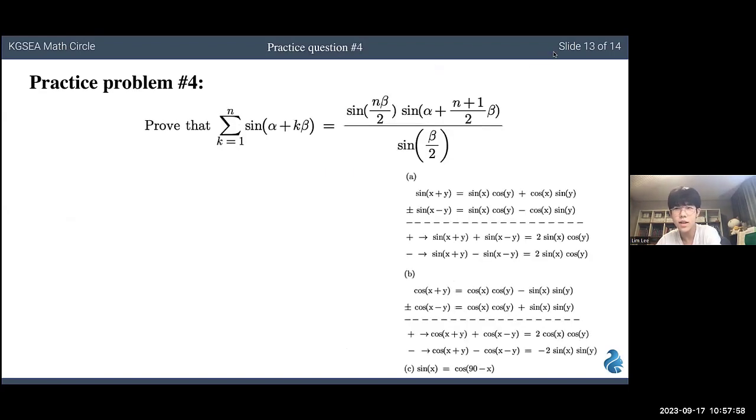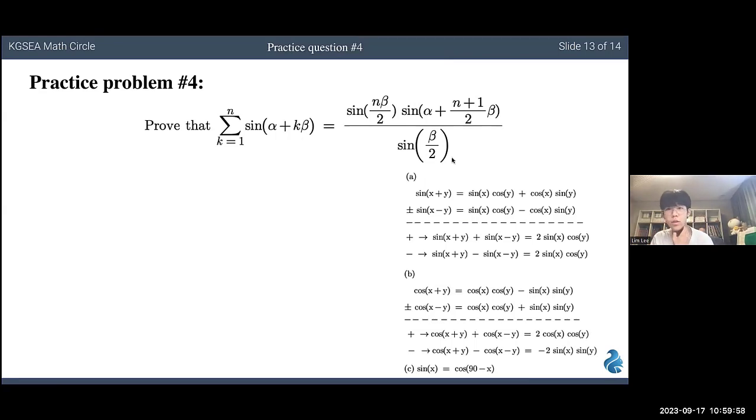Now, this is the last and final problem of the day. If you don't know what sigma notation is, just think of it as a compilation of additions. So if k is equal to 1 to n sigma, then that means that sine of alpha plus k beta from 1 to n is all just added. This is to say sine alpha plus beta plus sine alpha plus 2 beta, etc., all the way to sine alpha plus n beta is added. I'll give you a few more minutes to try and attempt this problem.